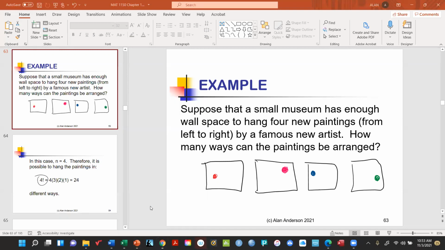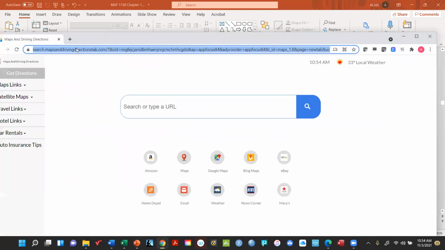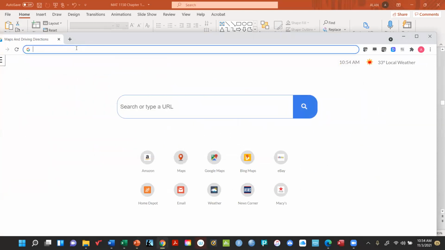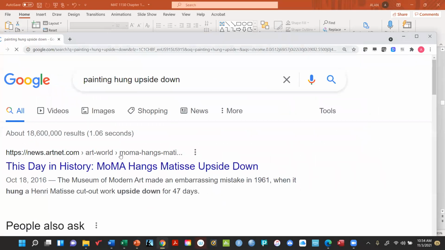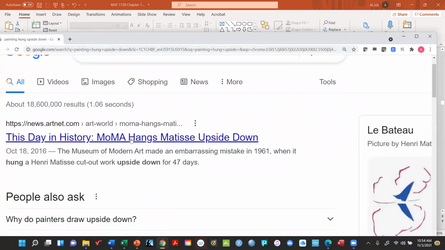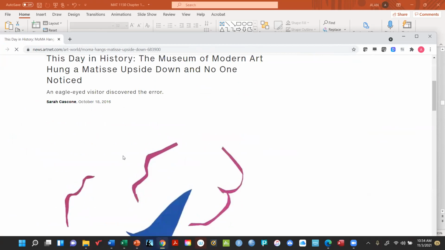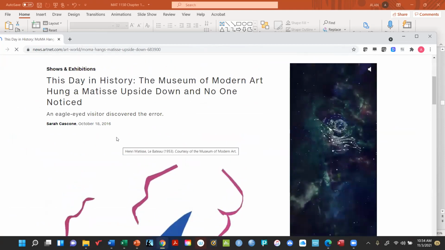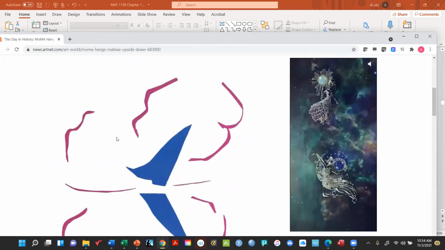So the order, well, in that case, it was the way they hung it. Let's see if we can find the story. Oh, it was MoMA. Oh my God, 47 days. The Museum of Modern Art hung a Matisse upside down and nobody noticed. Ooh, well, you can see why. How would you know if this is right side up or not?